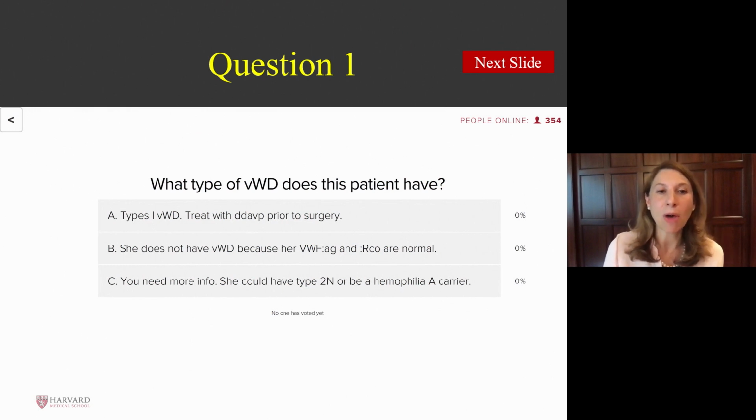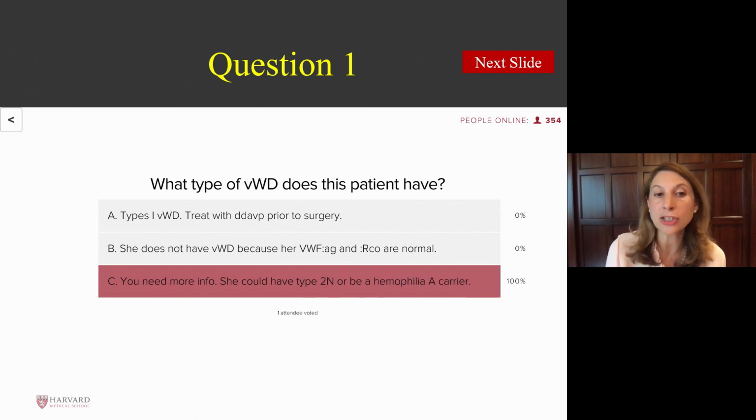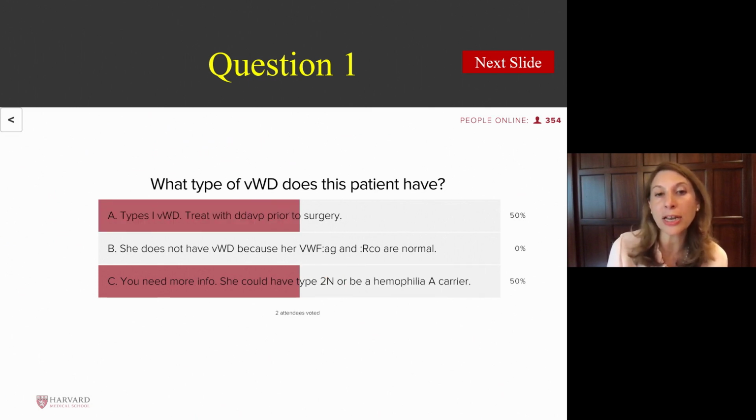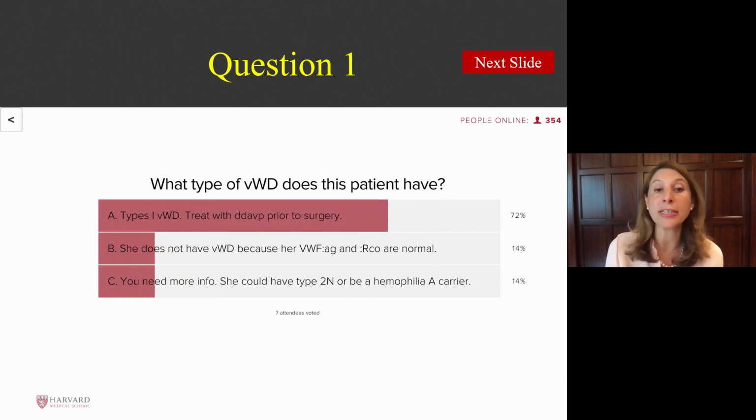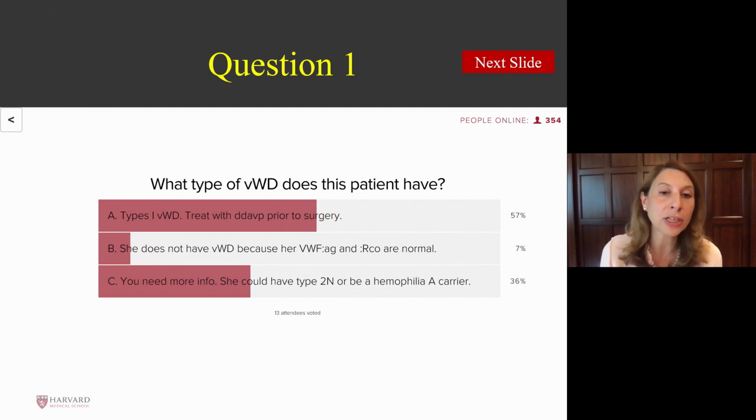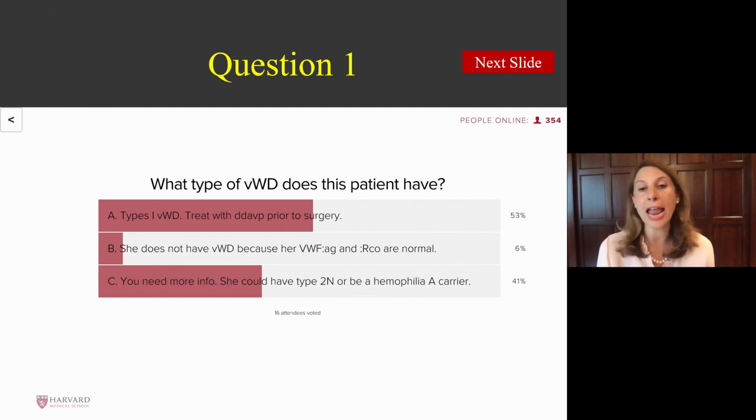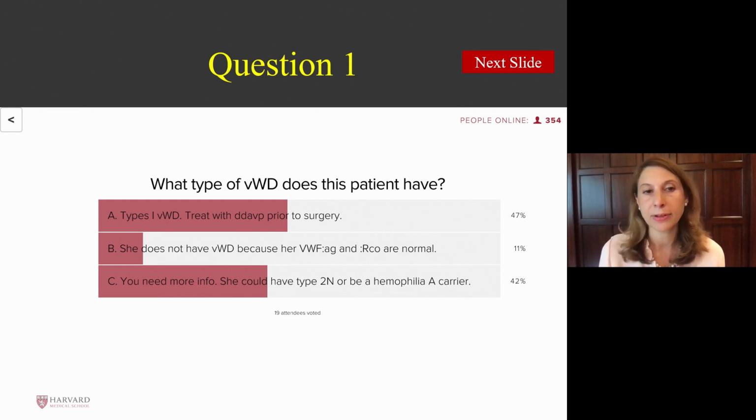So you have some options. A, type 1, and you should treat this patient with DDAVP prior to her knee surgery. B, does she have von Willebrand disease? She does not have von Willebrand disease because her von Willebrand antigen and her ristocetin are normal. Or C, you need more information. She could have a type 2N or actually be a symptomatic hemophilia A carrier. So I'm told I need to wait a little bit for voting.